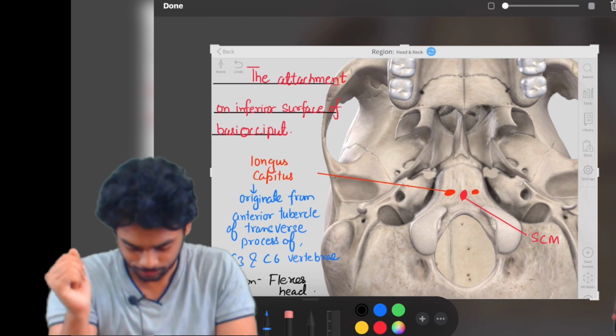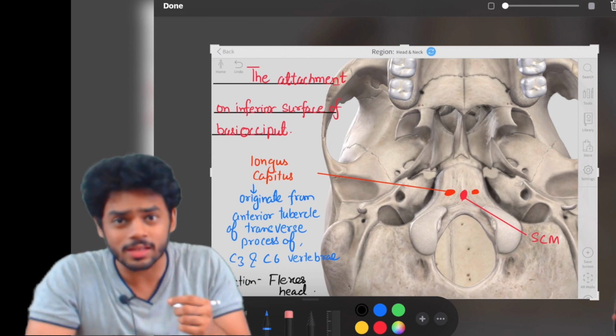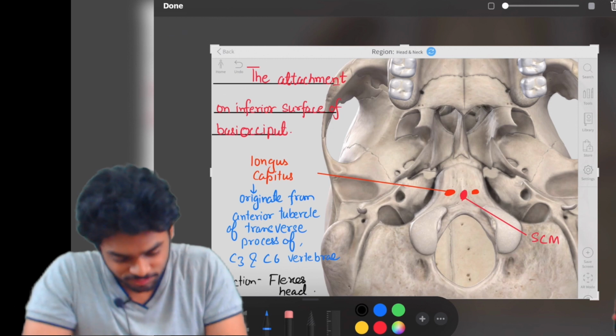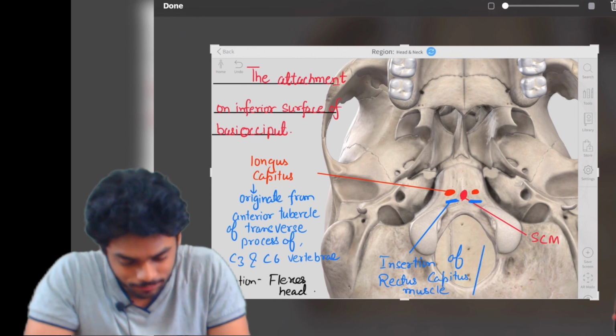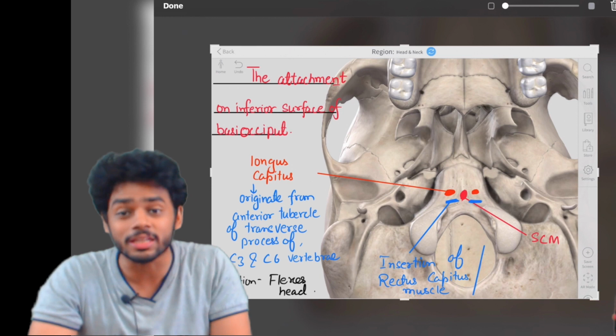Okay, fine. Then we have two more muscles which are present a little posterior. Let me show you here. This is the point of insertion of the rectus capitis muscle. And which muscle? Rectus capitis anterior muscle.